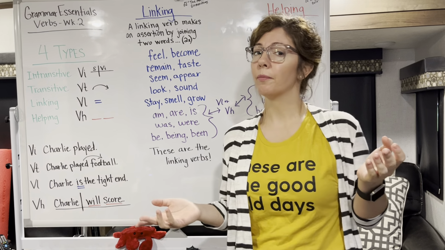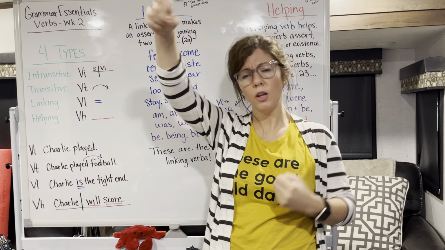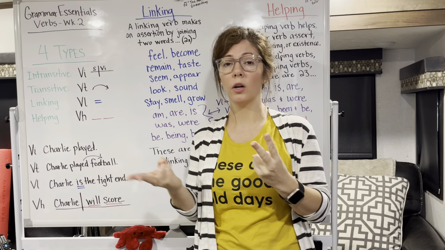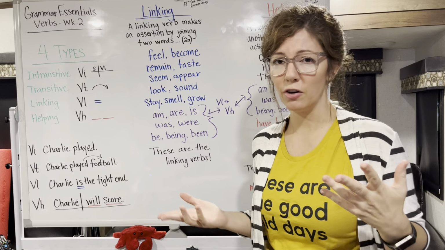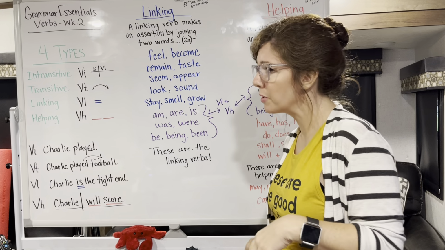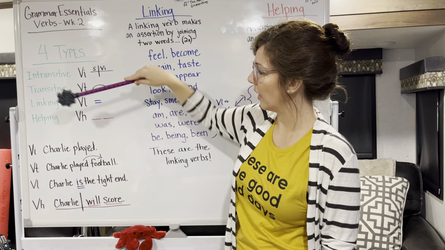What is a verb? A verb is a word that asserts an action, shows a state of being, links two words together, or helps another verb. Very good. That is our definition. That is what a verb is. We then have our 4 types of verbs. We have intransitive, transitive, linking, and helping.